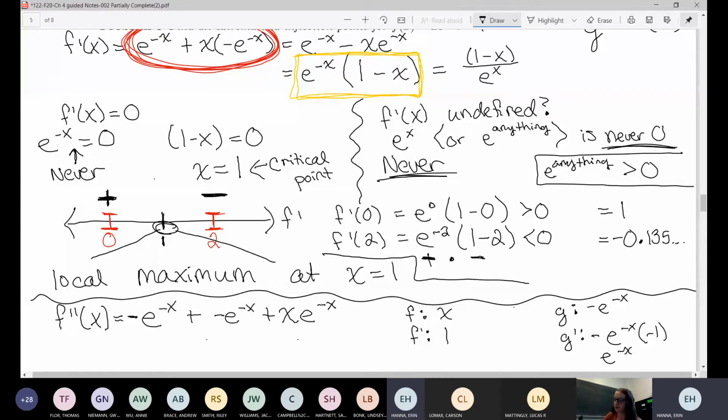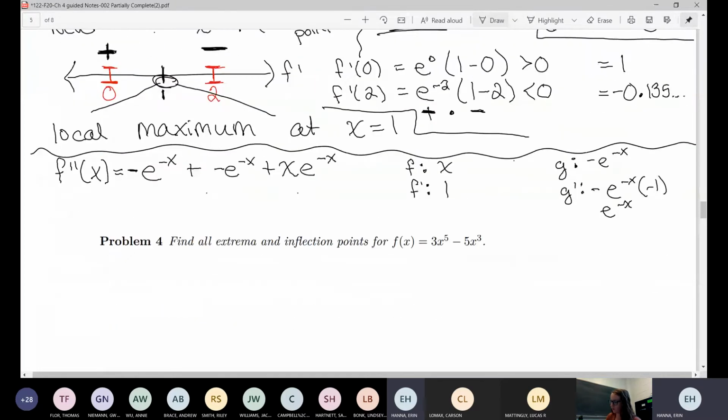So now I can scroll down a little bit. Ooh, I do not have as much space as I thought I did. Oh boy. All right, it's okay.